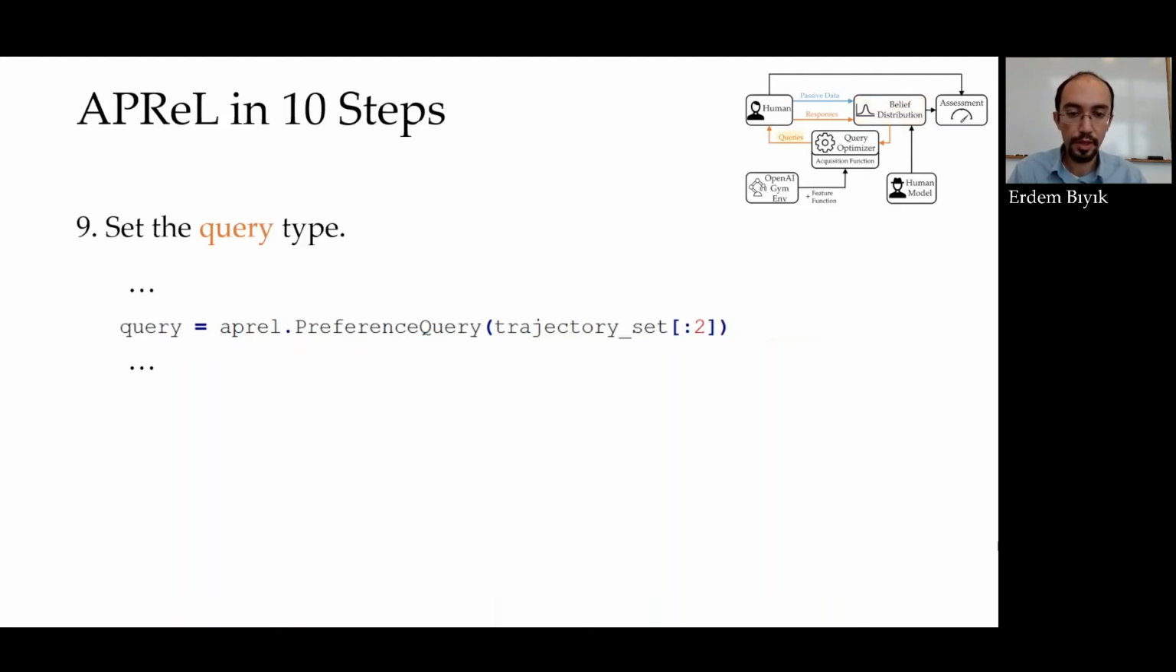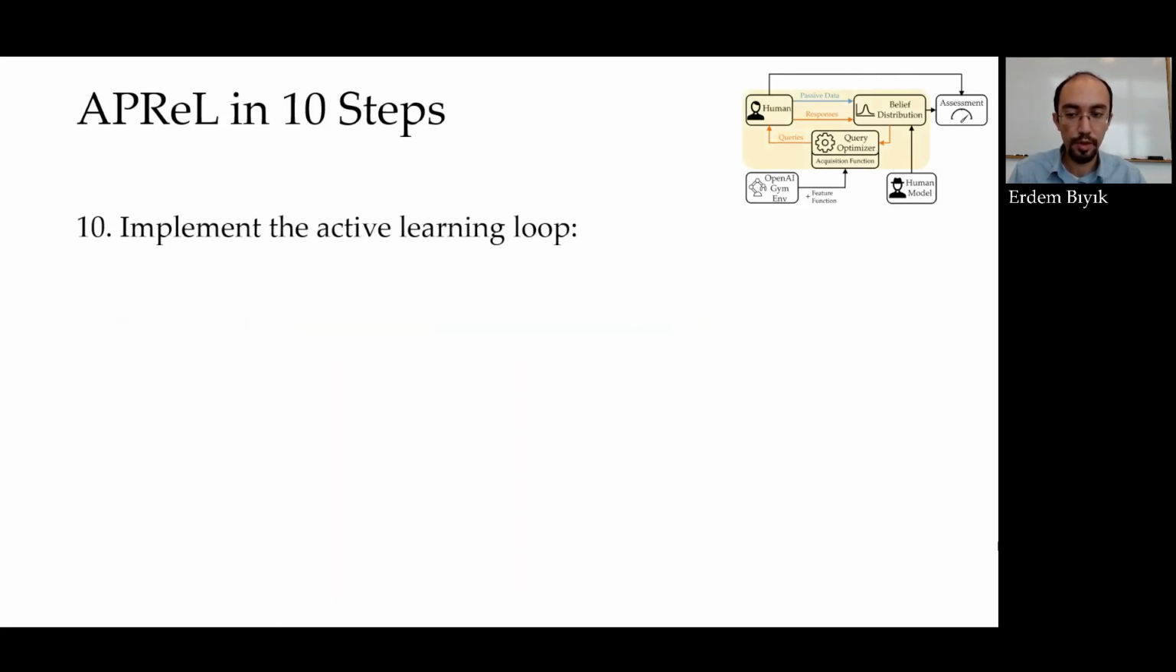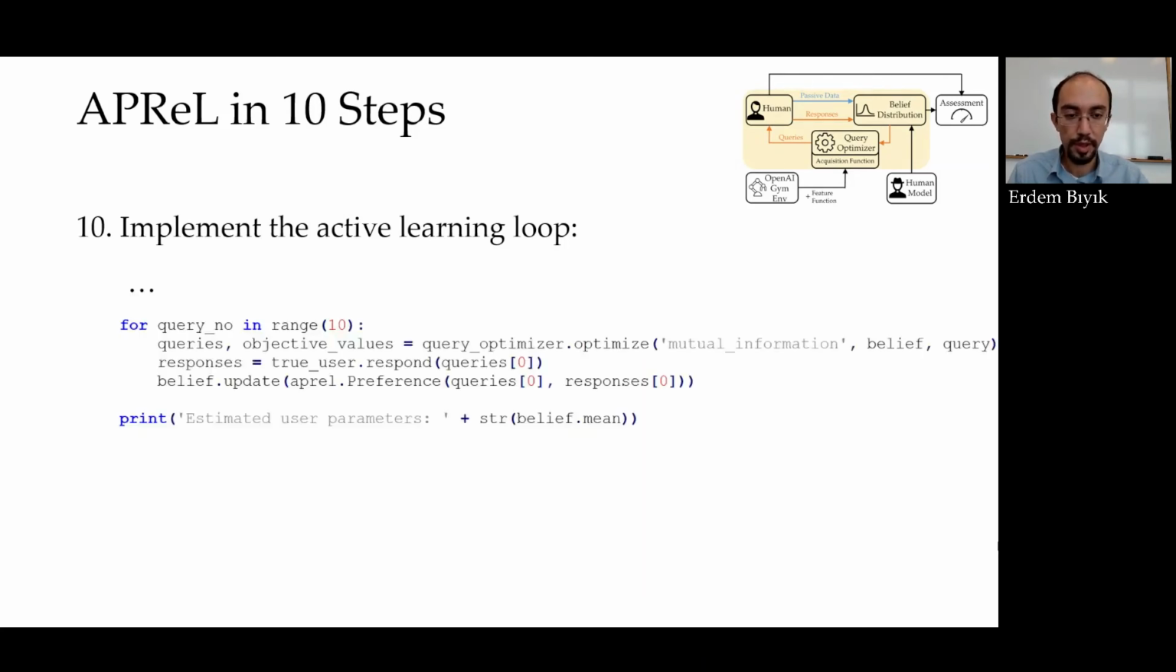Finally, let's say we want to query the user with pairwise comparisons. For this, we will create a dummy pairwise comparison query. The optimizer will then return a query of the same type, but with the optimized trajectories in it. So we are now ready to do the active learning loop. In APREL, this is actually a very simple loop.